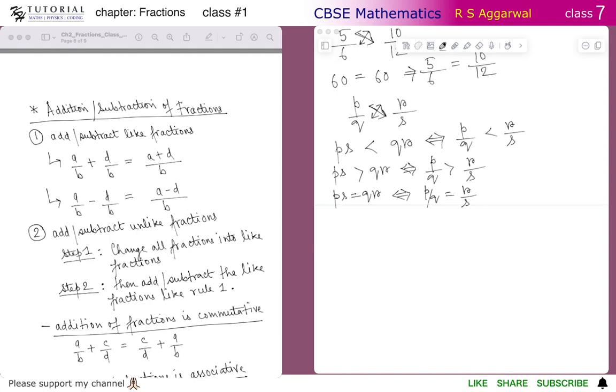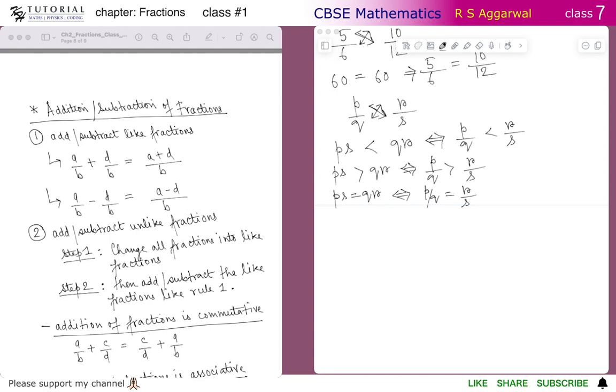Okay, so now we need to understand how we do addition and subtraction of fractions. Addition and subtraction of like fractions is very easy. If we are asked to add two like fractions a by b and d by b, we simply add the numerators, and the denominator remains the same, because like fractions have the same denominator. In this case it is b, so the result becomes a plus d by b.